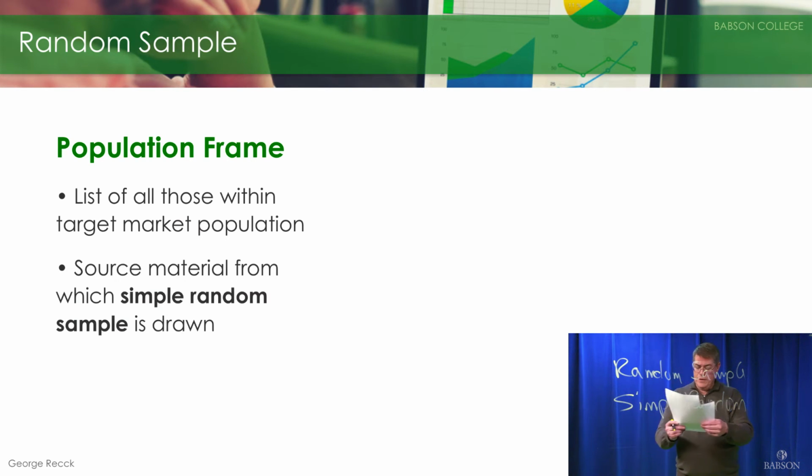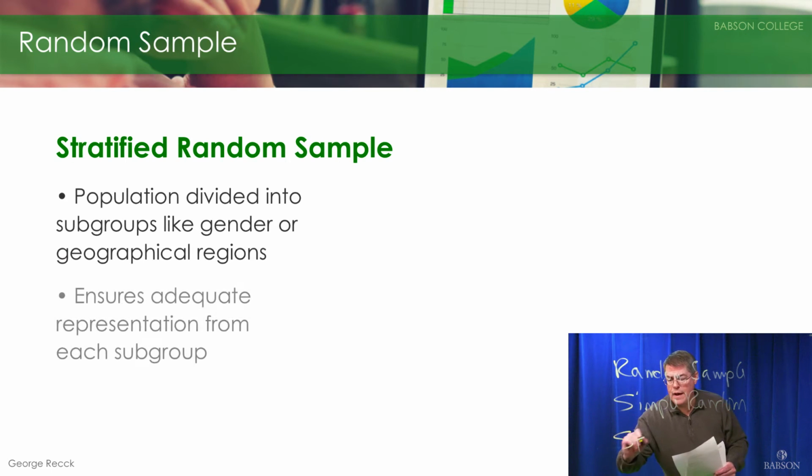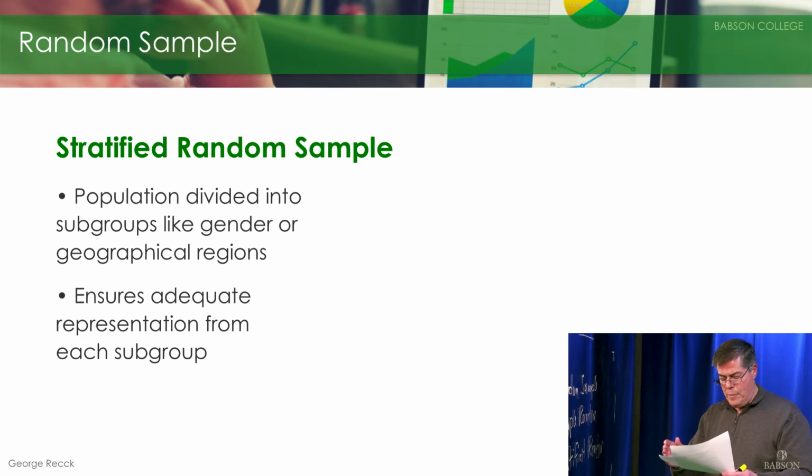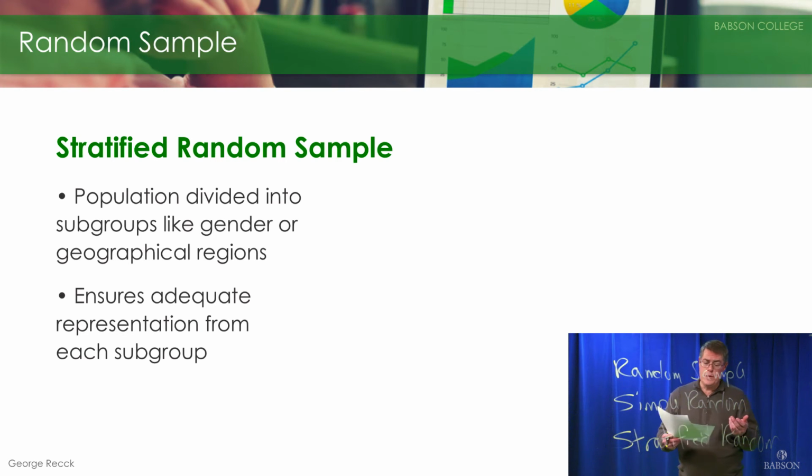I also want to mention something called a stratified random sample. Here, we divide our population into subgroups like genders or regions in a geographic area, and that helps us ensure that we get adequate representation from each subgroup. After we split that population into respective subgroups, we then take essentially a simple random sample from each one as if it was its own population frame.